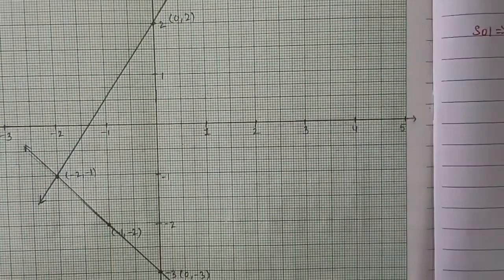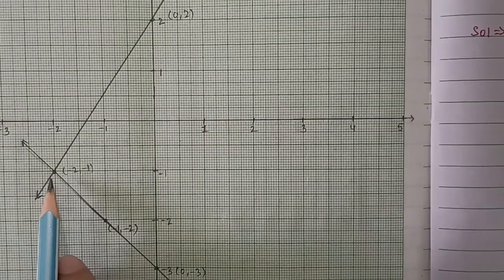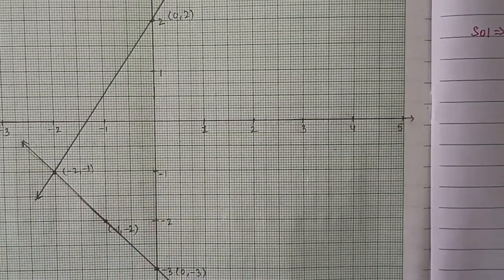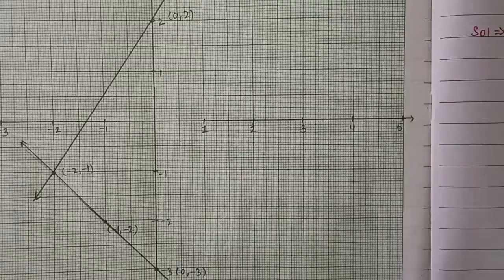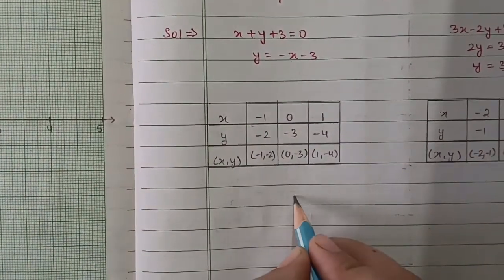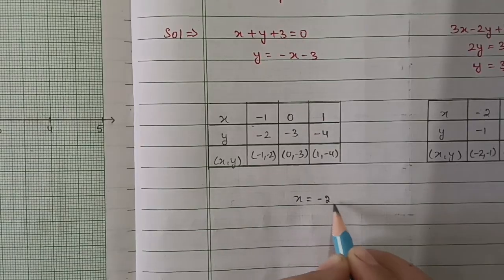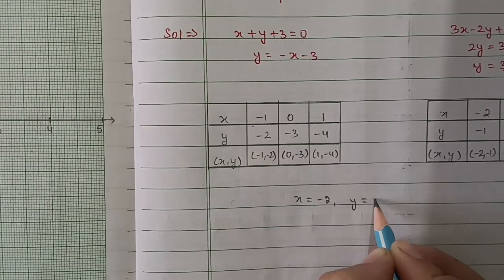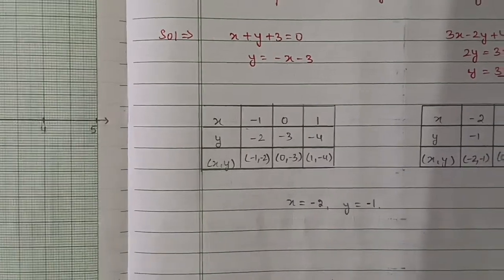So you can see both the lines are intersecting each other at the point minus 2, minus 1. This is the solution for these two lines. So we are getting x value minus 2 and y value minus 1.